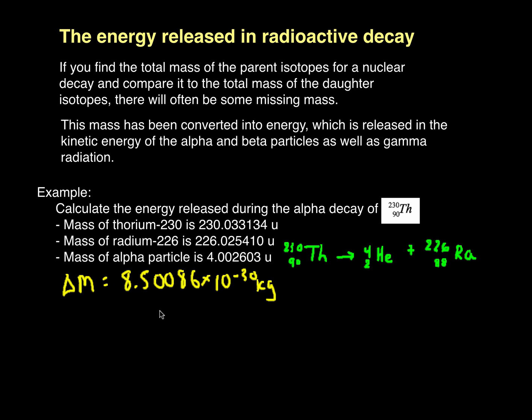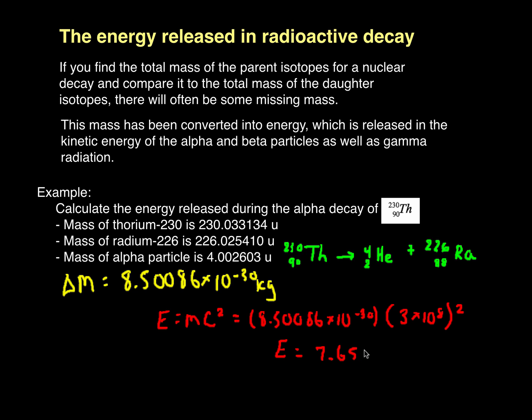We use Einstein's equation, E equals mc squared, to convert this missing mass into energy. This is 8.50086 times 10 to the negative 30 kilograms times c squared, which is 3 times 10 to the 8 squared. This gives us an energy released equal to 7.65077 times 10 to the negative 13 joules.